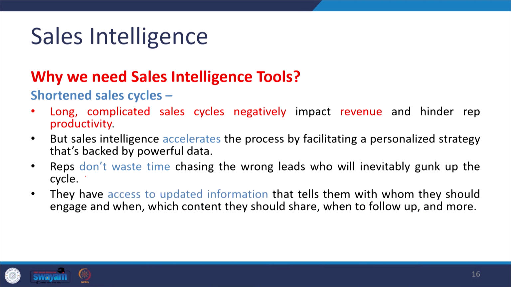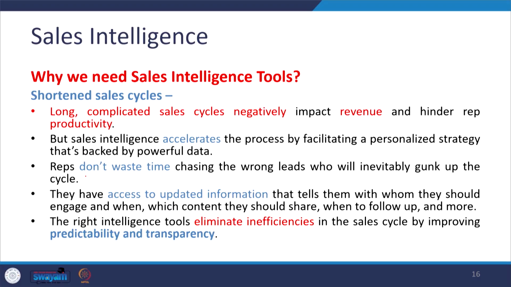They have access to updated information that tells them with whom they should engage, when, which content they should share, when to follow up, and more. So, the right intelligence tools, like these sales intelligence software, can eliminate inefficiencies in the sales cycle by improving predictability and transparency. Both things are important to get the best out of your sales intelligence tools.